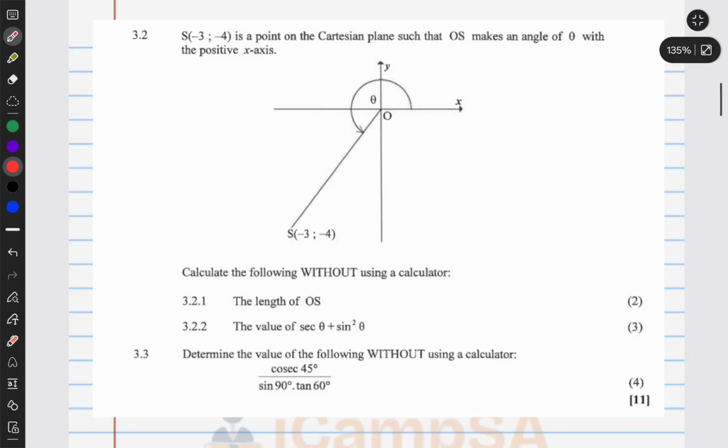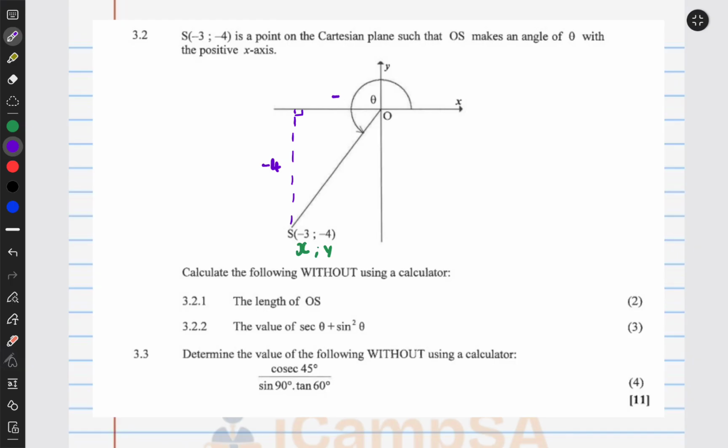Okay, so for 3.2, S has the following coordinates: -3 and -4. Okay, -3 is the adjacent side, that is your x value, and -4 is your y value. So if we were to construct our triangle here, let's use a different color. If we were to construct our triangle like that, the value of y is -4 on this side, and then we're going to have -3 on this side.